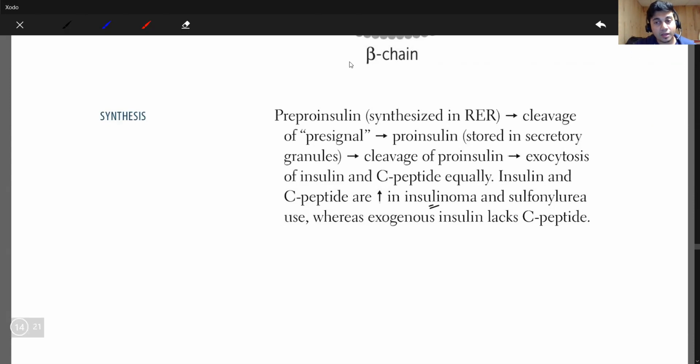There's some other thing, like sulfonylurea, which is a medication. We call them insulin secretagogues. What does it mean? It means they stimulate the beta cell to secrete the insulin.